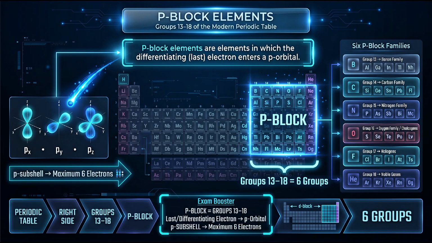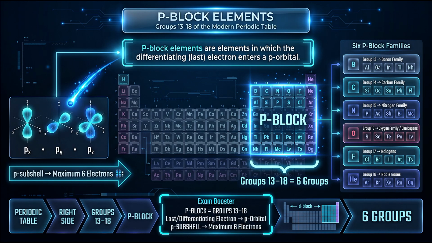Electrons are arranged around the nucleus in different shells and subshells. The main subshells are s, p, d, and f. The s subshell has 1 orbital and can hold a maximum of 2 electrons. The p subshell has 3 orbitals and can hold a maximum of 6 electrons. The d subshell has 5 orbitals and can hold 10 electrons, while the f subshell has 7 orbitals and can hold 14 electrons. In p-block elements, the important point is that the final electron responsible for differentiating one element from the previous element enters a p subshell.